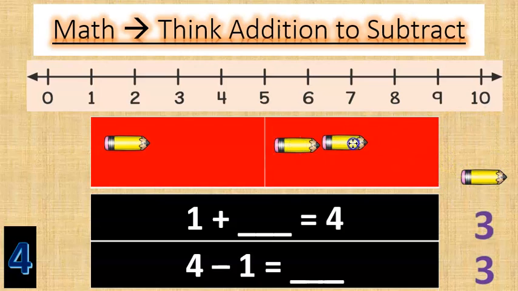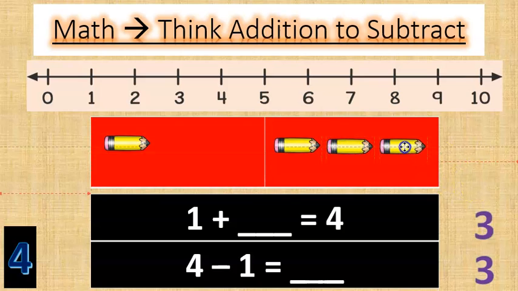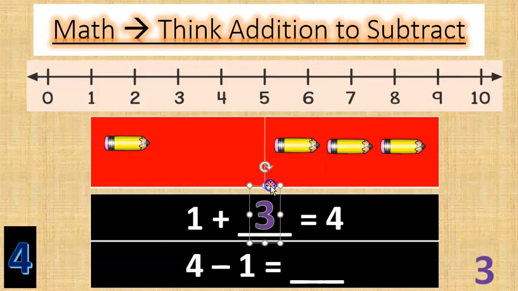So let's get 3 pencils in here. 1, 2, 3. Now look at that. We have 3 pencils in here because that's the number that the number line told us to put in here. Okay? So since we have 3 pencils in here, what number goes here? 3. Good job. So let's insert 3 there. Now look at that. Our addition equation is complete. Let's read it. 1 plus 3 equals 4. Let's read it again. 1 plus 3 equals 4.